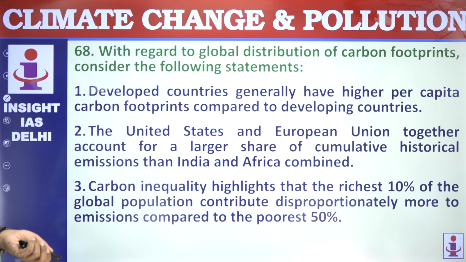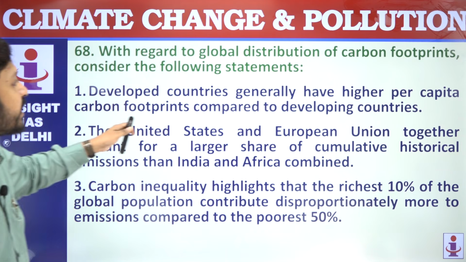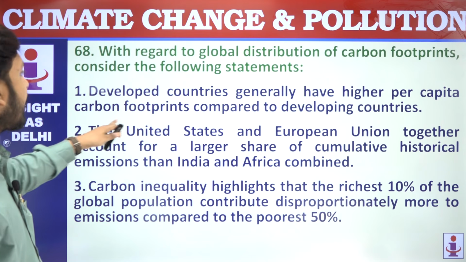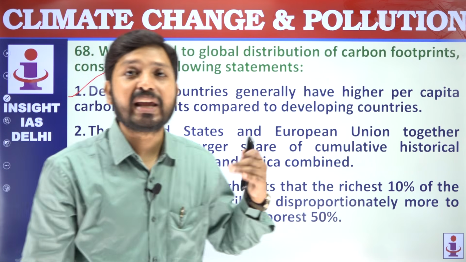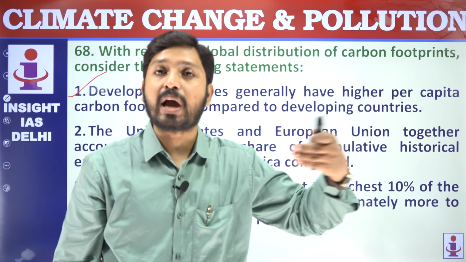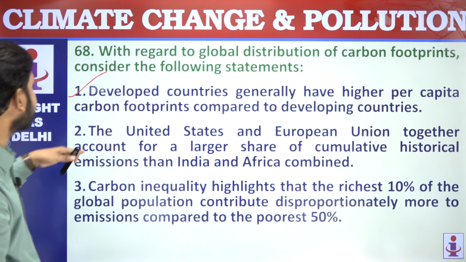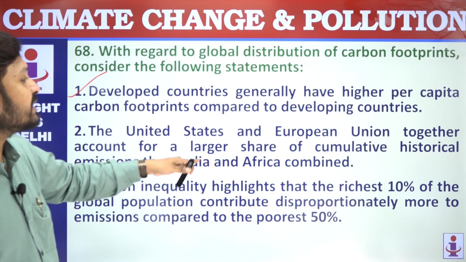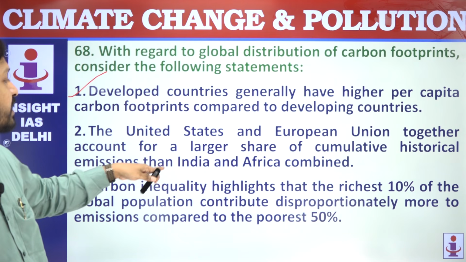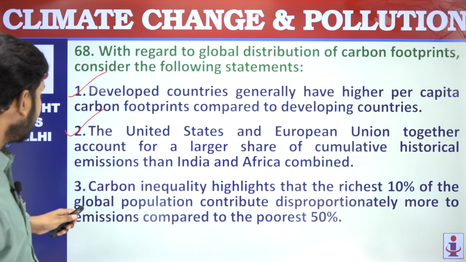So next question, with regard to global distribution of carbon footprints, consider the following statements. Once again, a question on carbon footprint. Let's see. Developed countries generally have higher per capita carbon footprints compared to the developing countries. Yes, this is true. Earlier also we have seen, right? Per capita emissions are very high in developed countries. The United States and European Union together account for a larger share of cumulative historical emissions than India and Africa combined. Yes, this is also a true statement.